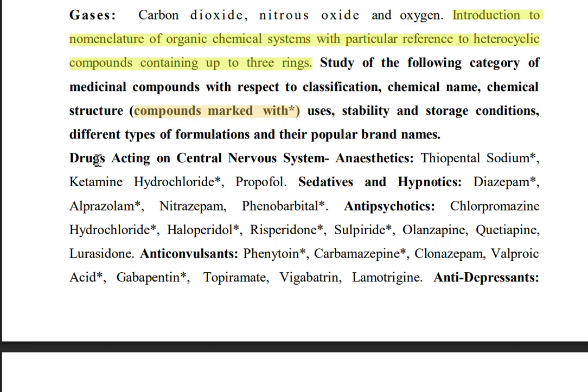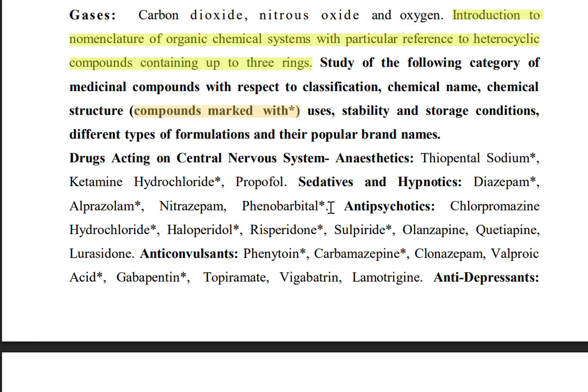So while reading these drugs, we have to correlate them with pharmacology. It may help for easy preparation and effective learning. Drugs acting on the central nervous system: thiopental sodium is an ultra short acting anesthetic, ketamine is a dissociative anesthetic, and propofol; sedatives and hypnotics: diazepam, alprazolam, nitrazepam, and phenobarbital.